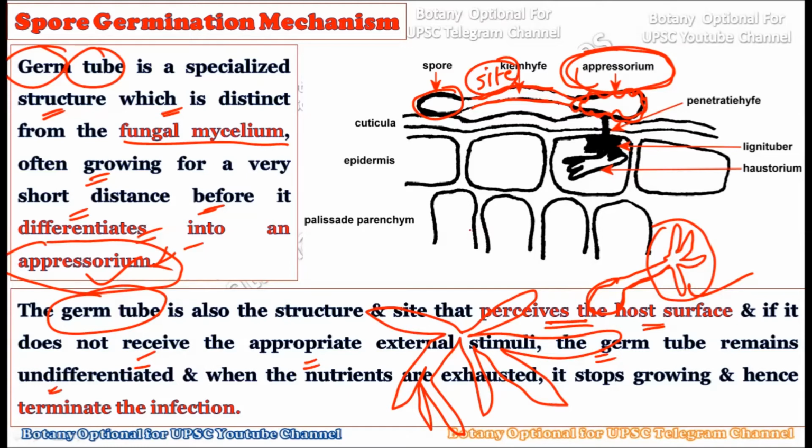This is very important. Once the germ tube has been created, it will later differentiate to create the appressorium, but the appressorium will form only if a positive signal is coming from the host. Through this signal, they can identify whether the host is in their range or not.